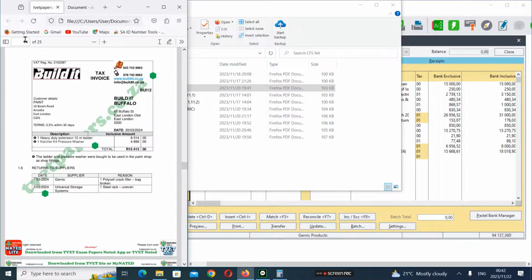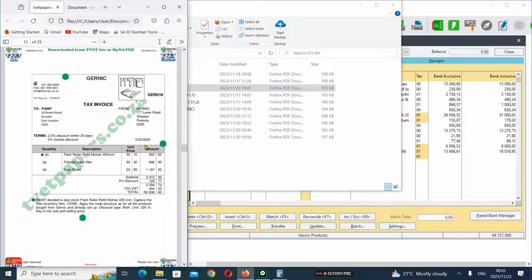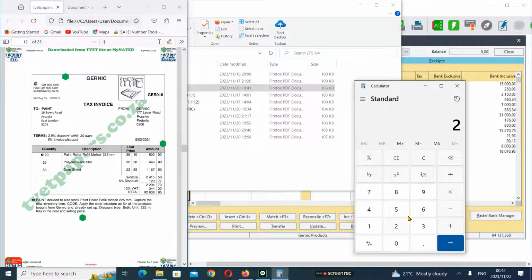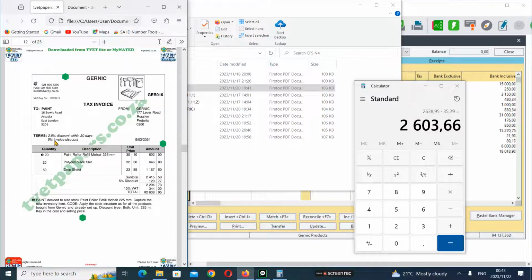So let's do that quickly again one more time. I shall keep on wasting time on these calculations. These calculations can be extremely tricky, which is why you need to make sure that when you're doing them, you're careful. 2638.95 minus our debit note, minus 35.29. The mistake I made was because, as you can see, we also have that discount here. So minus this, and then we will be left with this amount. So we need to calculate the 2.5%. So you need to say this times 2.5.